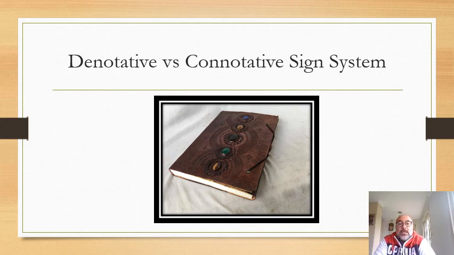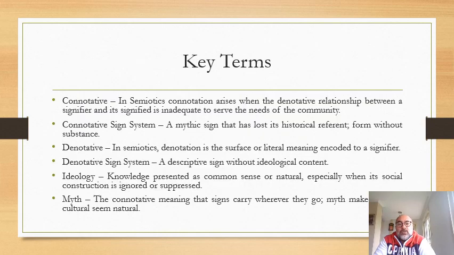So we need some certain keywords to conduct such inferences, to come up with such ideas. The term connotative sign system, for instance, we talked about them already. A denotative sign system, again, we talked about them.